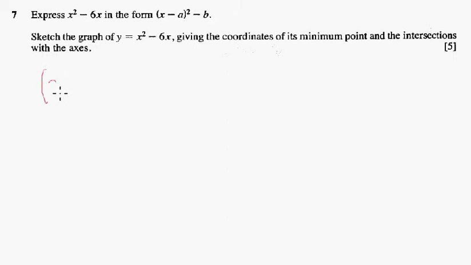X squared minus 6x. So you halve the minus 6 and you get minus 3, and you put that in a square bracket, and you've got x minus 3 squared. Now, what to do next? Some people get confused at this. Think about what x minus 3 squared is.